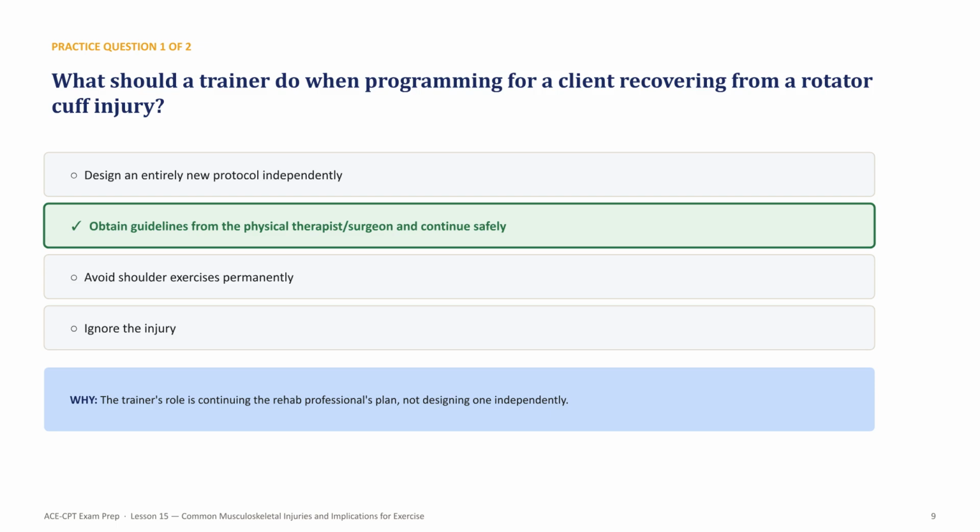The correct answer is obtain guidelines from the physical therapist or surgeon and continue safely. Here's why. The trainer's role is continuing the rehab professional's plan, not designing one independently. You're not the one deciding how the shoulder should be rehabbed. You're the one who takes an established plan and helps the client progress through it responsibly.